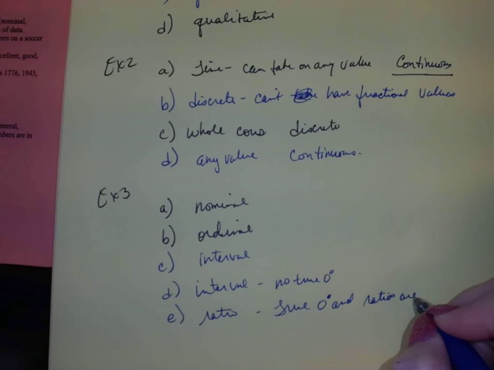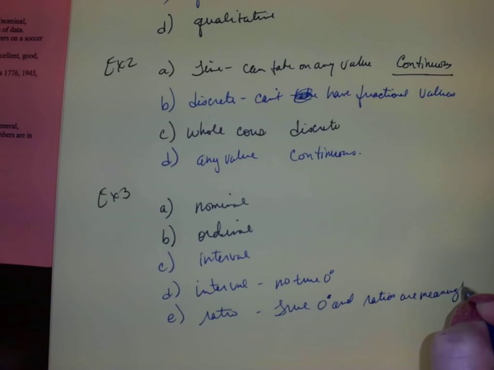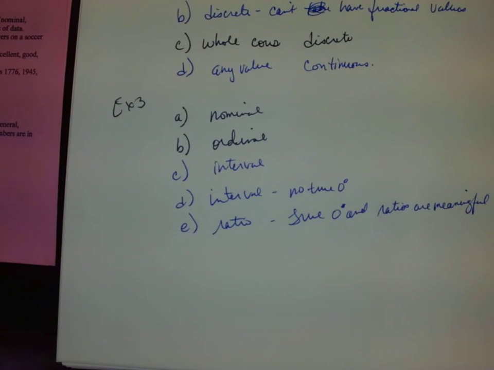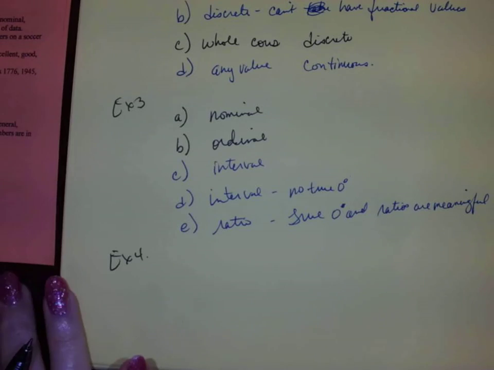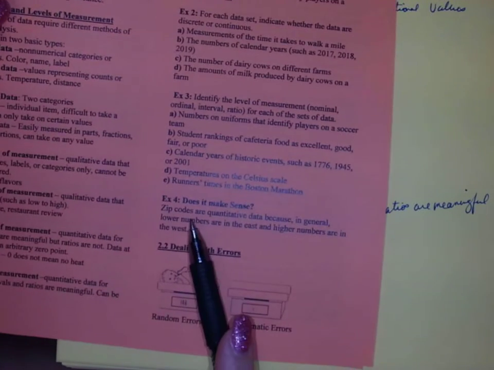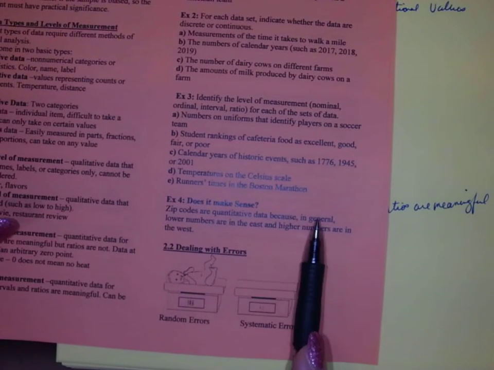All right, example 4. So, does it make sense? Zip codes are quantitative data because, in general, lower numbers are in the east and higher numbers are in the west. All right, does that make sense? They're quantitative, which means they have a count. Lower numbers are in the east, higher numbers are in the west. I don't think so. Zip codes don't measure distance, right? From the East Coast or from any other reference point.